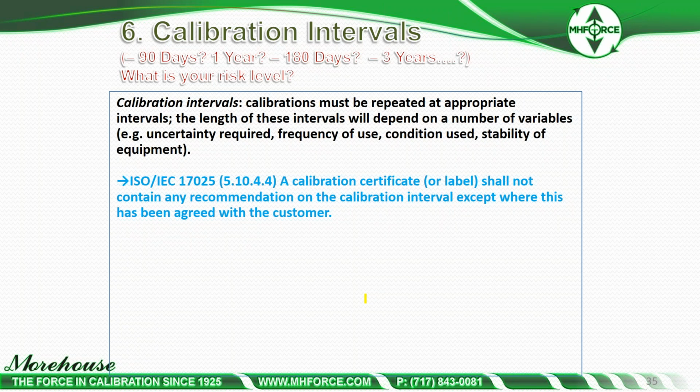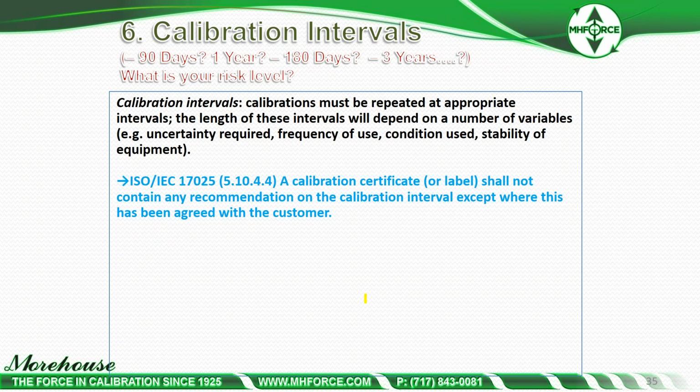ISO 17025, current standard until the new one comes out, section 5.10.4.4: a calibration certificate or label shall not contain any recommendation on the calibration interval except where it has been agreed with the customer. This is very important. We as a Cal Lab cannot assign the interval of your equipment. We can discuss it with you.